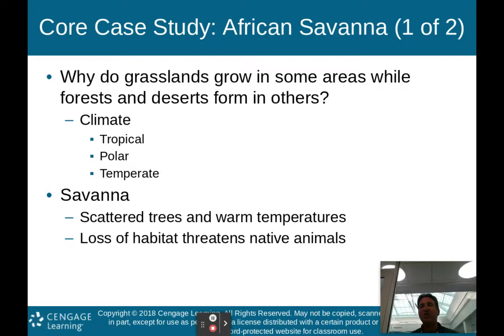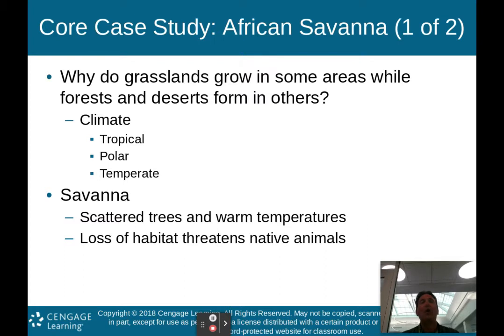Why do grasslands grow in some areas while forests and deserts form in others? Well, the answer to that question, guys, is climate. Climate is the long-term atmospheric conditions of a particular area, mainly looking at the temperature and the precipitation. So climate could be tropical, very warm, very moist, could be polar, very cold, very dry, or could be temperate, like we are here in Ardsley, a little warm, a little cold, a little dry, a little wet. But the climate is going to determine what type of biodiversity you have on land, okay? Because that climate is going to be important.